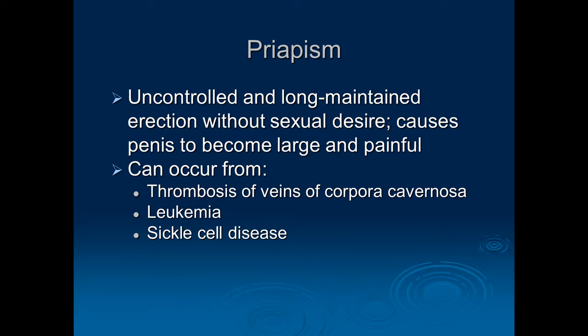The next condition is priapism. It's an uncontrolled, long-maintained erection without sexual desire, which causes the penis to become large, hard, and painful. It affects the two corpora cavernosa. The corpus spongiosum and the glans penis are not affected. It occurs from neurovascular and pharmacological causes, including thrombosis of the veins, leukemia, sickle cell disease, diabetes mellitus, and malignancies. It's a urologic emergency because the circulation to the penis may be compromised and the patient may not be able to void with an erect penis.